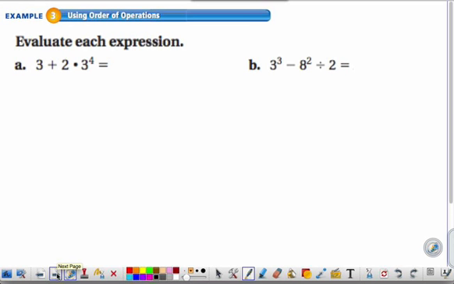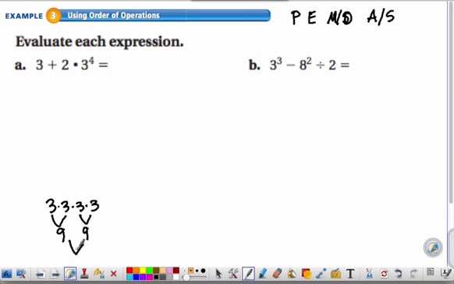All right, whenever we start evaluating the whole entire expression, we just follow the order of operations. We have parentheses, exponents, multiply and divide in order from left to right, and add and subtract in order from left to right. So on this one, we have 3 plus 2 times 3 to the 4th power. We have to multiply our exponents out first. And we know that 3 to the 4th power is 3 times 3 times 3 times 3. 3 times 3 is 9. And 9 times 9 is 81.